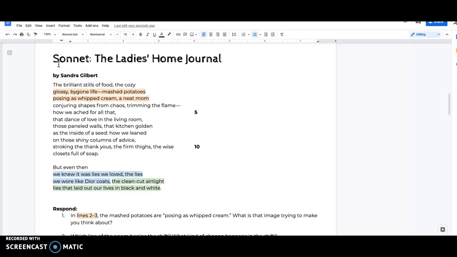Sonnet, the Lady's Home Journal. The brilliant stills of food, the cozy, glossy, bygone life, mashed potatoes posing as whipped cream, a neat mom conjuring shapes from chaos, trimming the flame. How we ached for all that dance of love in the living room, those paneled walls, that kitchen golden as the inside of a seed. How we leaned on those shiny columns of advice, stroking the thank yous, the firm thighs, the wise closets full of soap. But even then, we knew it was lies we loved, the lies we wore like Dior coats, the clean-cut, airtight lies that laid out our lives in black and white.